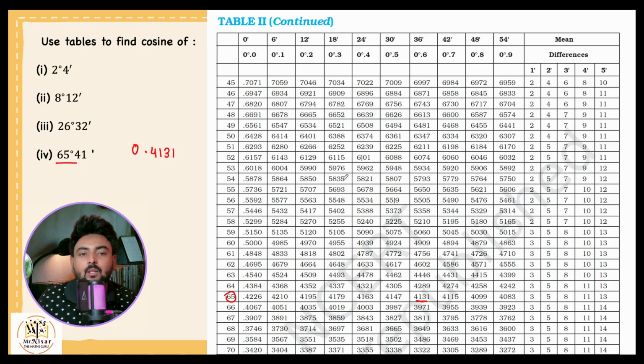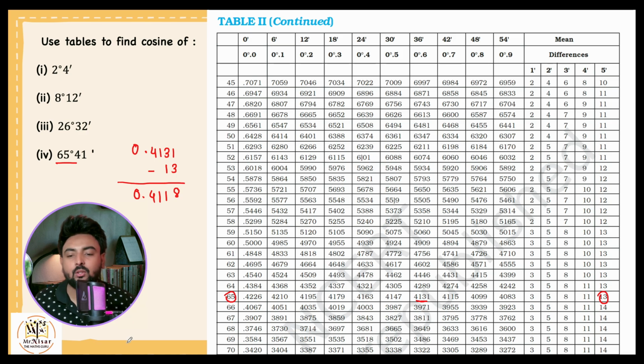0.4131. Then I want, see, this is 36, I want 41, so plus 5 is needed. So plus 5, what is the value here? The value is 13, and we know that in cos we subtract. So this is 36 plus 5, that is 41, and the mean difference for 5 minutes, we are going to subtract. So if I subtract it, I get 11 minus 3, that is 8, 2 minus 1, 1, 1, 4. So this is 0.4118. I hope it is quite clear. Now let's go ahead for the next one.